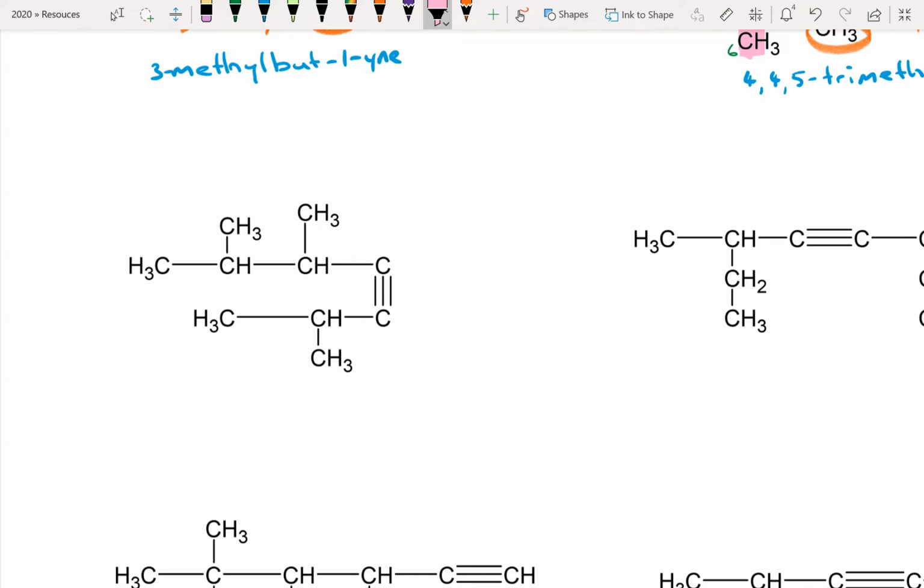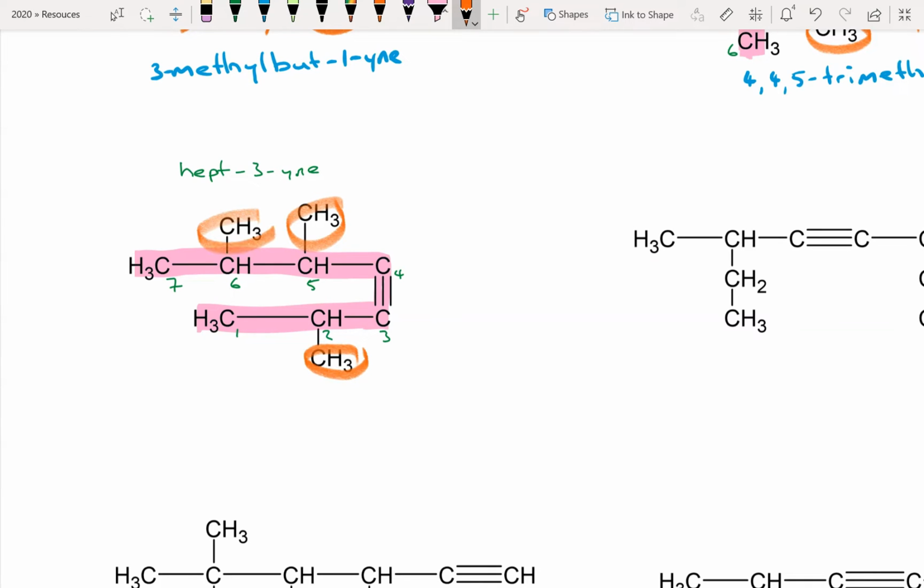They've done this to us. Okay, there's our longest chain. I won't add any extra stuff just as it's gotten weird already. Now we want to number it so that we have the lowest possible number for the alkyne, our functional group here. So we've got a heptyne, and it's a 3-heptyne, so hept-3-yne. And we have 3 methyls, so it's another trimethyl. So now let's number it and string it all together: 2,5,6-trimethyl hept-3-yne.